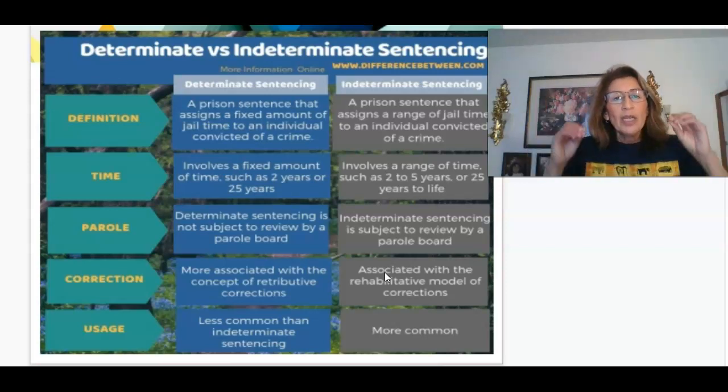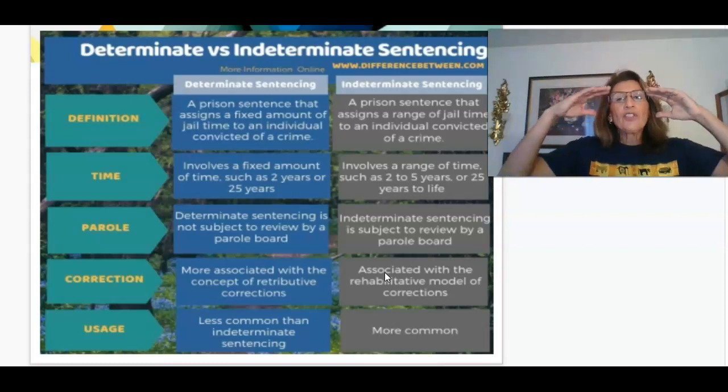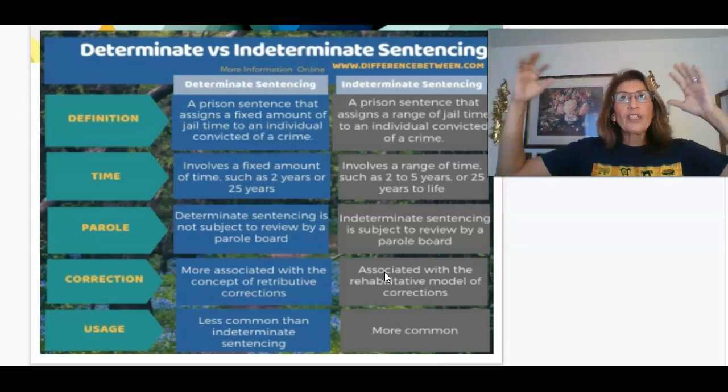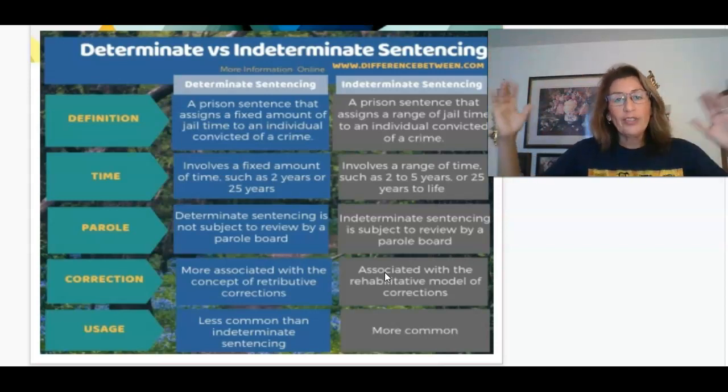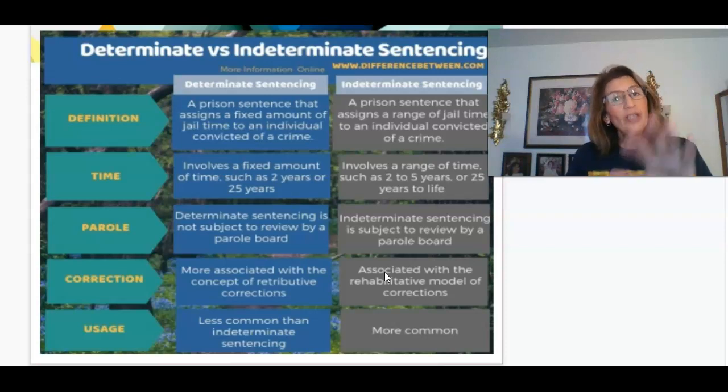So a fixed time is like, okay, you are going to get 2 years. Indeterminate means it involves a range of time, such as 2 to 5 years or 25 years to life. So they have to do the 25 years, or they can do 30 years, or they can be there until the end of their life. Under a determinate sentence, they have to do the actual amount of time, the actual 2 years. However, they can still get out for good behavior, all right?